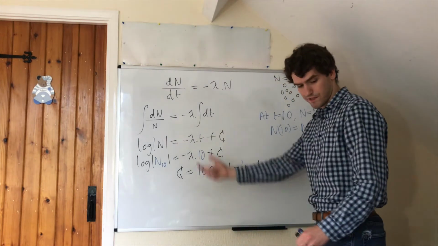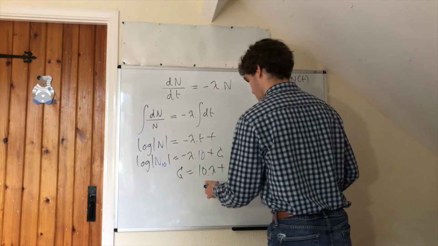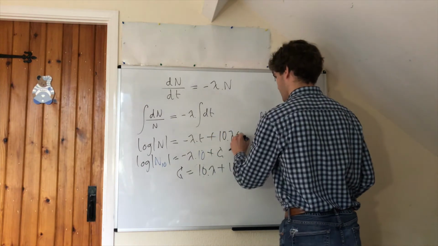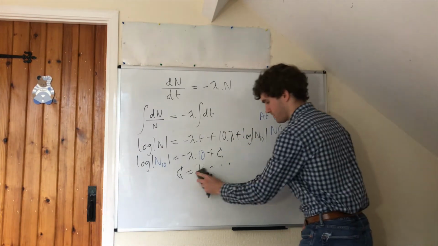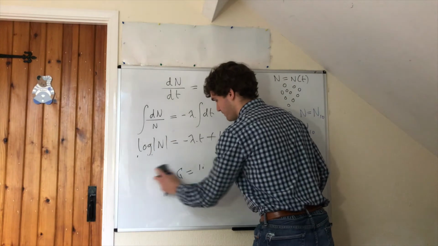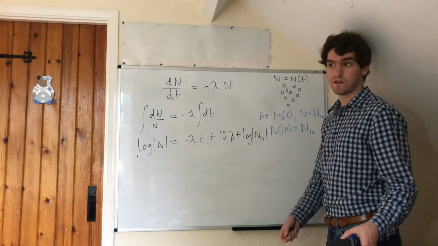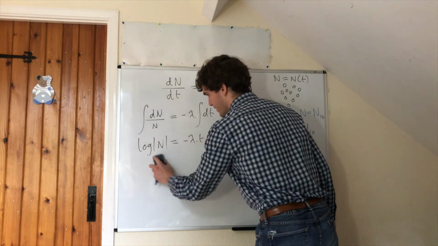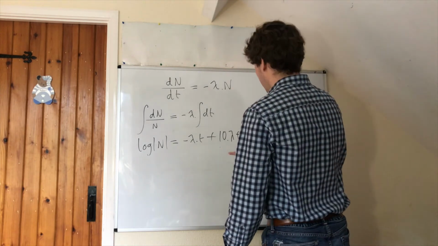Okay, and putting it back into there, we get log 10 times lambda plus log of n10. Now remember, this n10 is just a fixed number. It could be 1,000, it could be 10 to the power of 23, it could be whatever you like. It's just the number of particles when t equals 10.